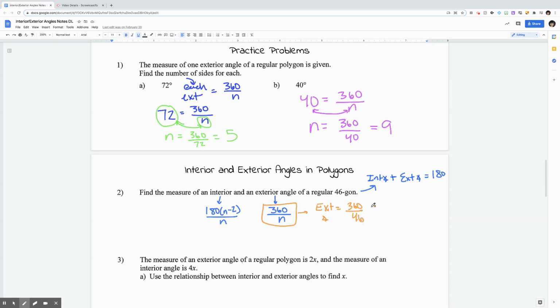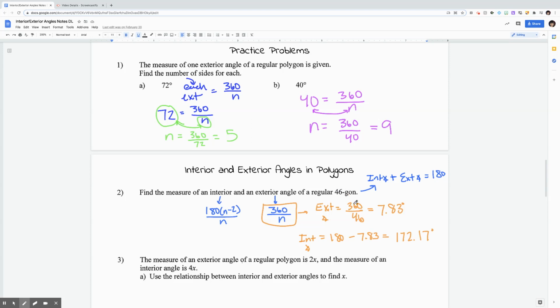I'm going to plug that into my calculator because I don't know what that is off the top of my head. Rounded, I got 7.83. So that's how many degrees each exterior angle is. That means that each interior angle is 180 minus 7.83, which is 172.17 degrees.